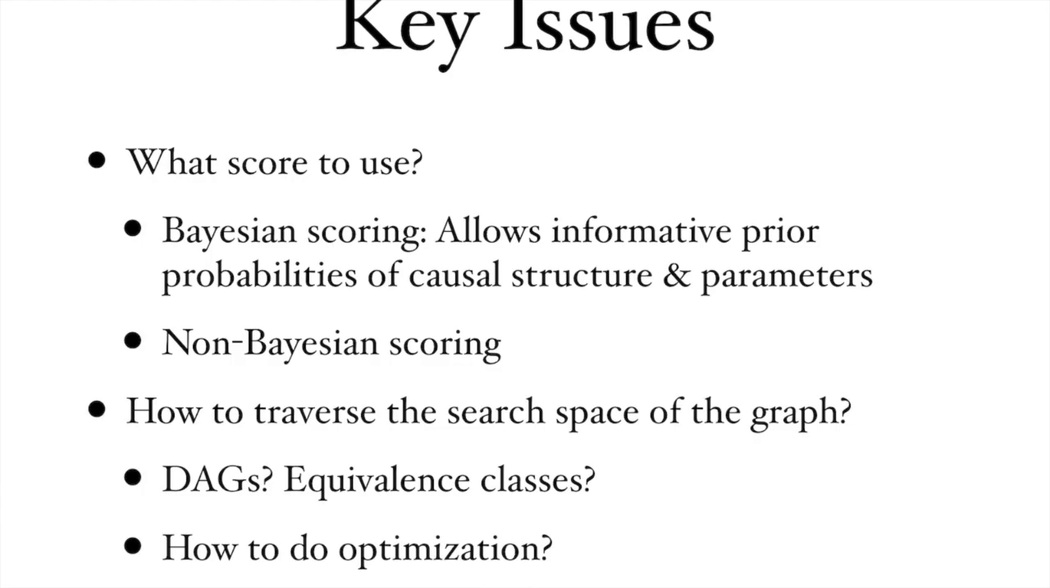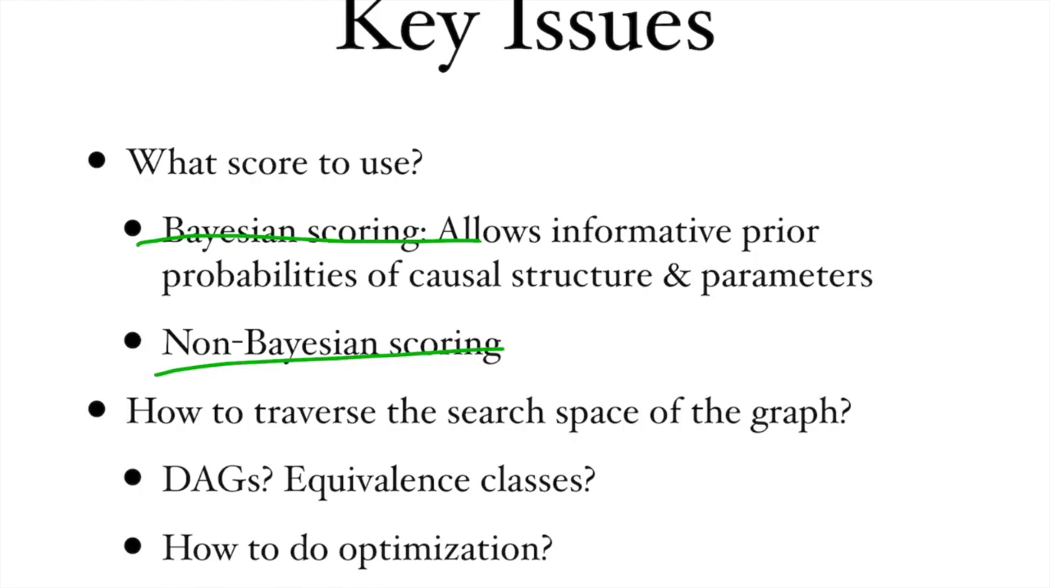You have different scores. Basically, this is a model selection problem. You want to explain the data, and at the same time you want the graph to be as simple as possible. If you use BIC, on some assumptions, BIC is consistent in model selection. You can derive BIC from different perspectives, but basically here we want to use a score that is consistent in model selection. You can use Bayesian scoring or non-Bayesian scoring. You can even use cross-validation. And the second problem is how to traverse the search space of the graph. You can deal with the space of DAGs or the space of equivalence classes.